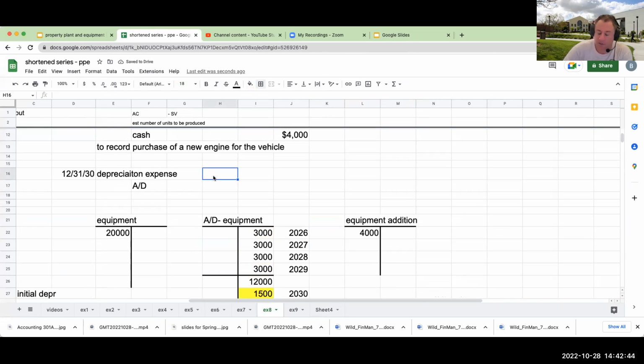So what I would do is debit depreciation expense for 1,500, credit accumulated depreciation for 1,500.